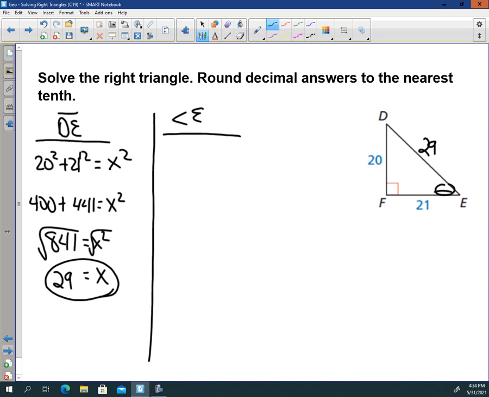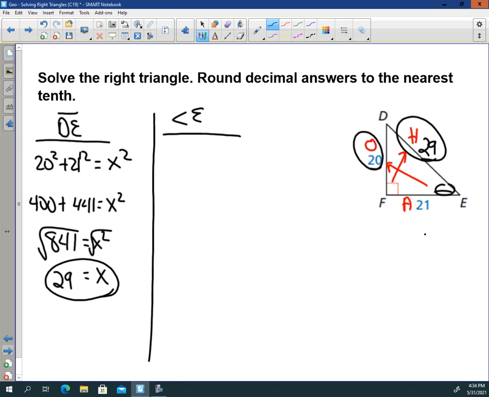So across from theta is the side that's marked 20. Across from the right angle is the side that's marked 29, leaving the 21 to be the adjacent. And I can literally choose any two of those in order to solve this problem. I'm going to go ahead and use this one and that one. That's just what I feel like. You could use the adjacent. You only need to pick two.